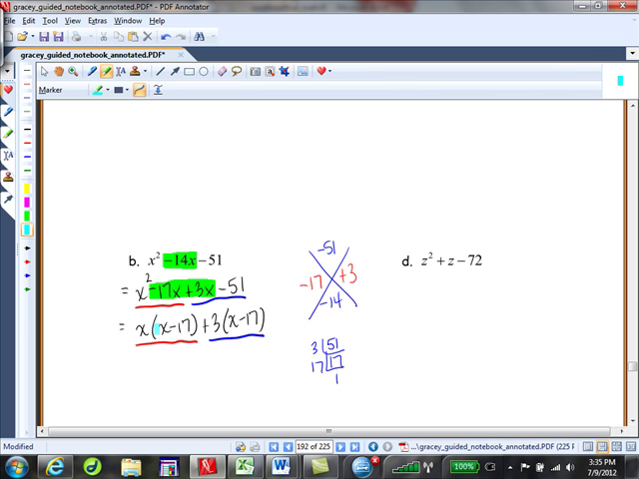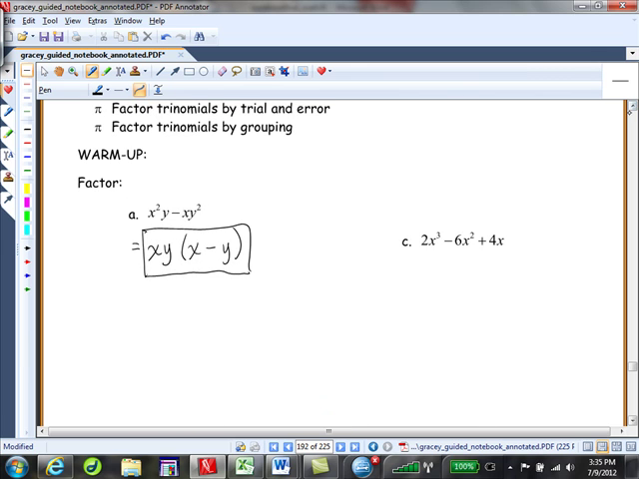Now notice we have a common binomial factor of x minus 17. So at the end of the day, when we factor out x minus 17, we're left with the binomial x plus 3. And this was our common binomial. How'd we do on that one? Are they getting a little bit easier? Good. All right, so now going up to part C.